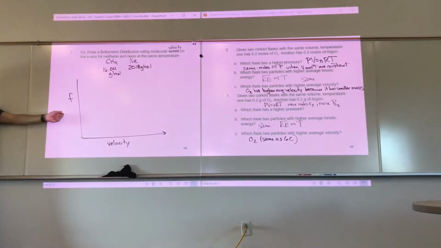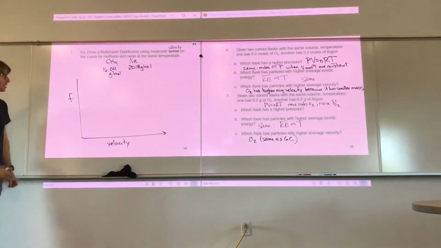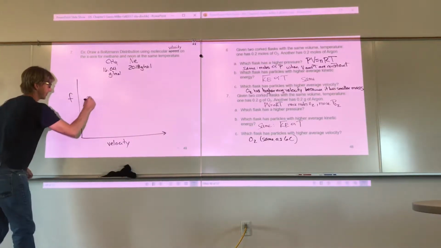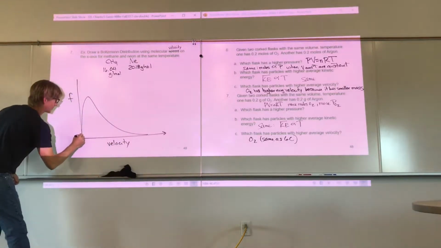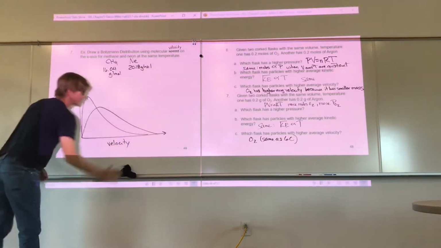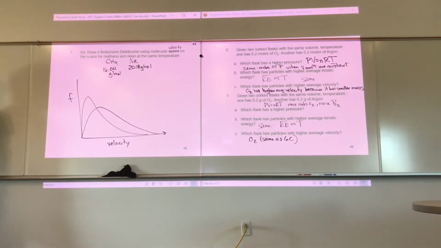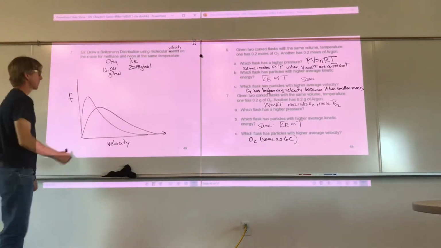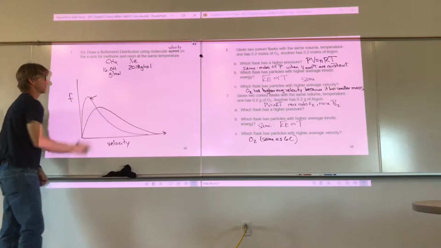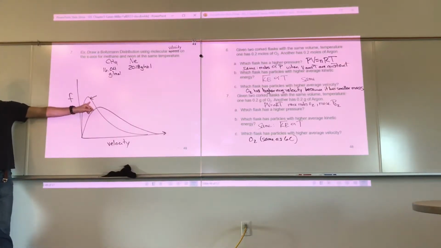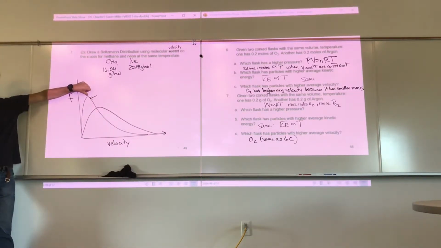The y-axis is always f. F stands for fraction of particles with a particular velocity in this case. Still no numbers on the y or x axes. Still nothing up my sleeve. Which one's this one? This curve? This curve has to be neon.